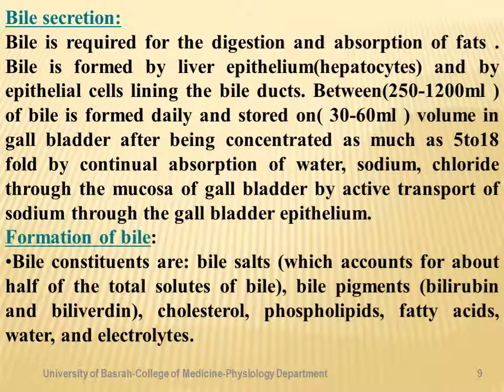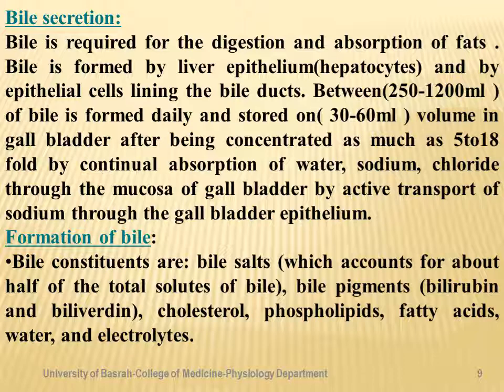Bile secretion: first of all, the bile is required for the digestion and absorption of fat. The bile is formed by the liver epithelium, which is the hepatocytes, meaning the liver cells, and by the epithelial lining of the bile ducts. Usually the normal value is about 250 to 1200 milliliters per day of bile formed, and about 30 to 60 milliliters is stored in the gallbladder. So the gallbladder is a temporary storage of bile.